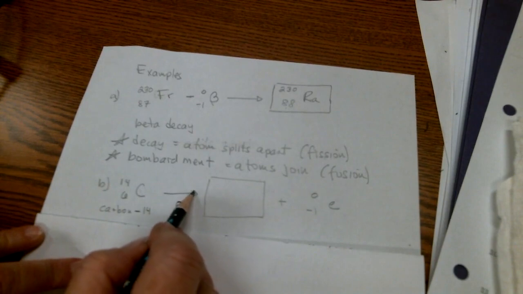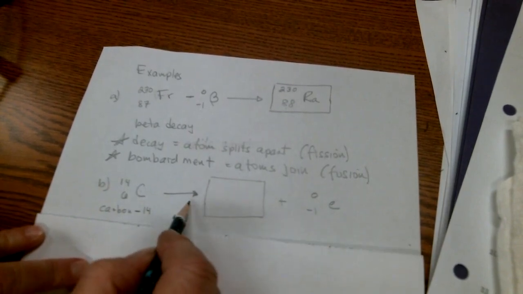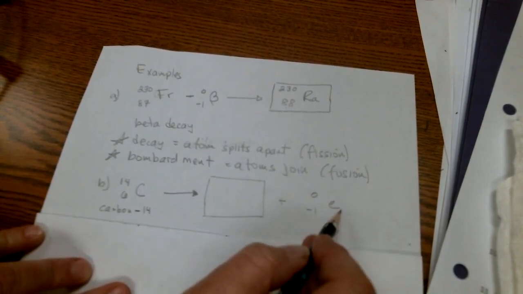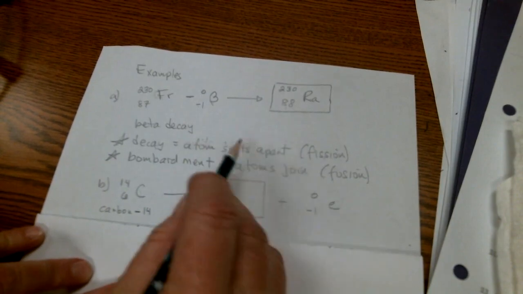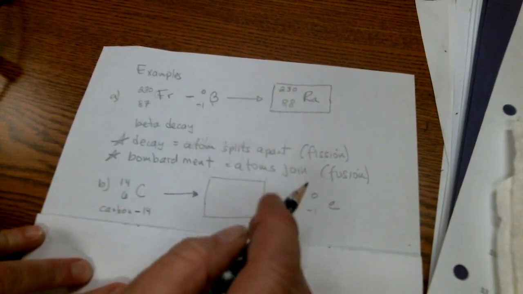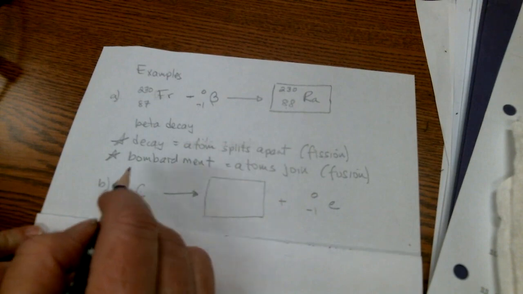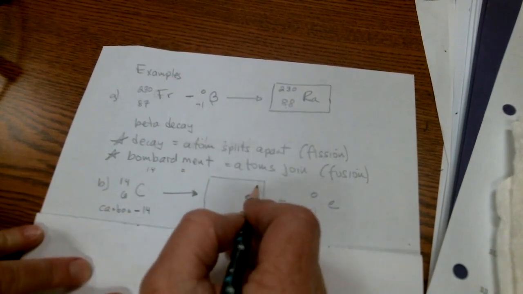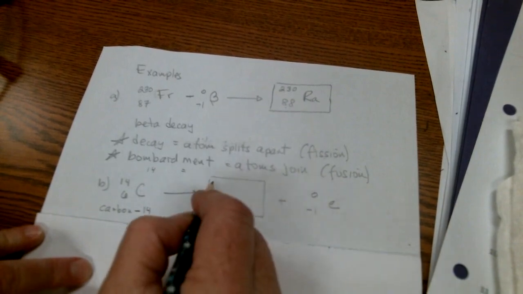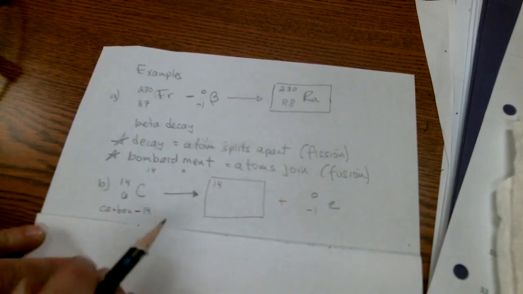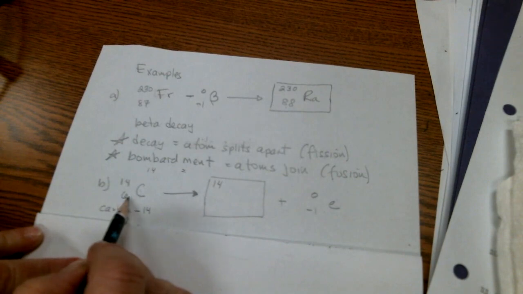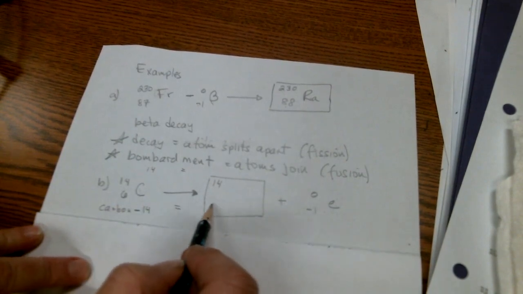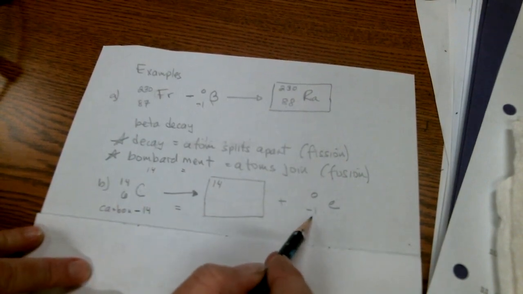I'm going to find out what it turns into. It's going to turn into something plus this, and this is another way of writing beta. So I have to do 14: 14 equals something plus 0. Well, it has to be 14. Let's look at the bottom number: 6 equals something minus 1.